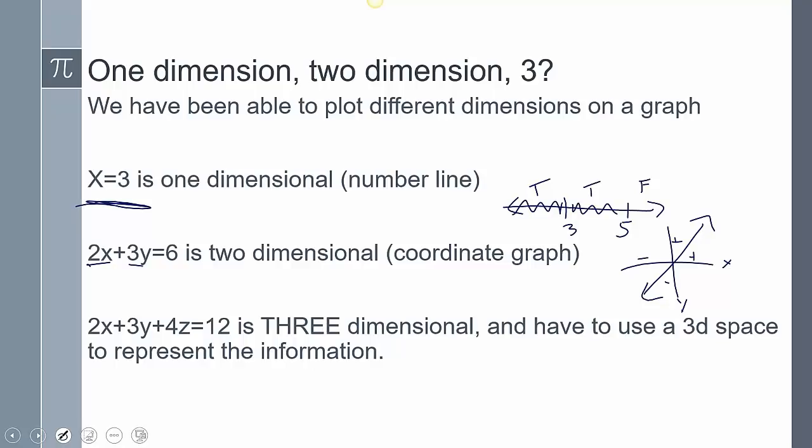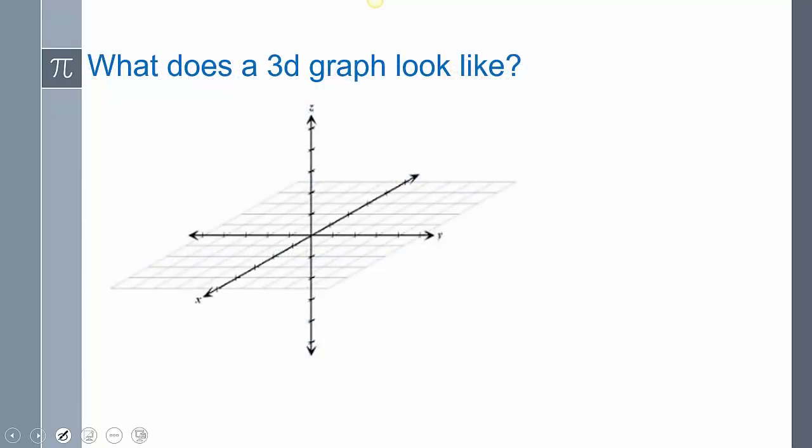So now we have 3-dimensional systems, and for us to do that, we're going to have to use a 3D space to be able to represent the information. And typically, we say that that third dimension is z: x, y, z. That's why we started with x and y. And so this is what a 3-dimensional space looks like.